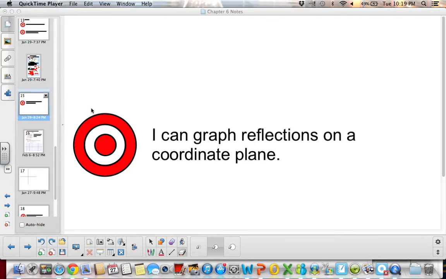Hi, 7th graders. We are on lesson 6.6, which is reflections. It starts on page 332 in your textbook. Our learning target is graphing reflections on a coordinate plane.